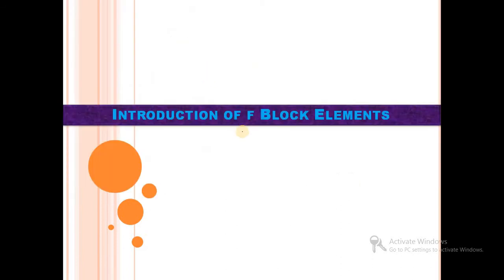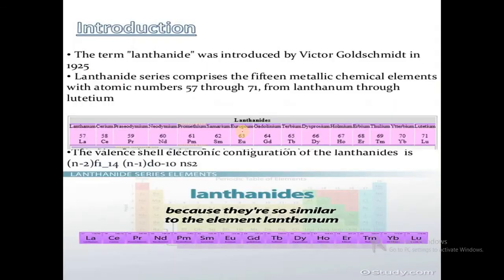So, introduction of F block elements. The term lanthanide was introduced by scientist Victor Goldschmidt in the year 1925. The lanthanide series comprises 15 metallic chemical elements with atomic numbers ranging from 57 to 71, starting from lanthanum, and the last one is lutetium.